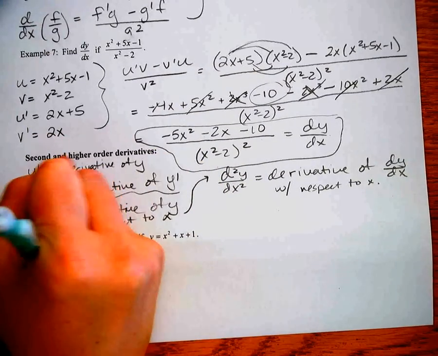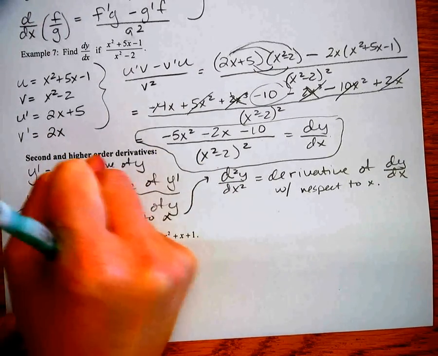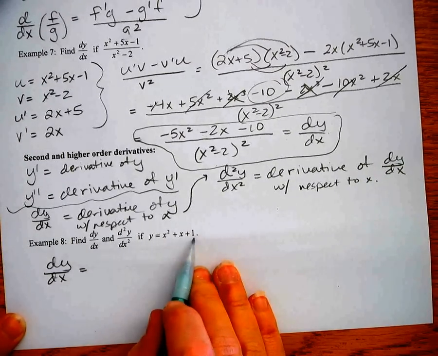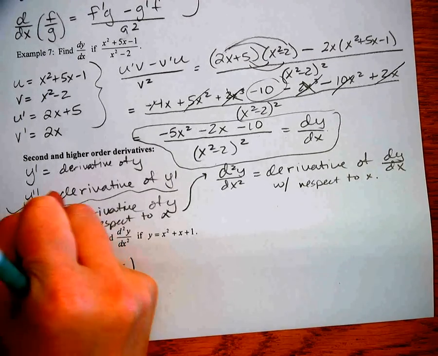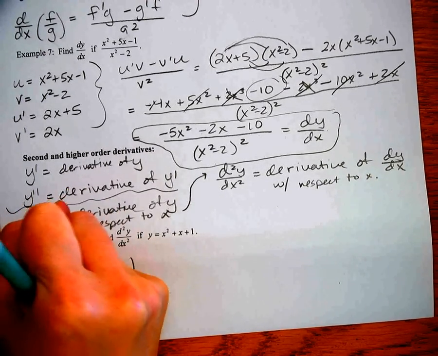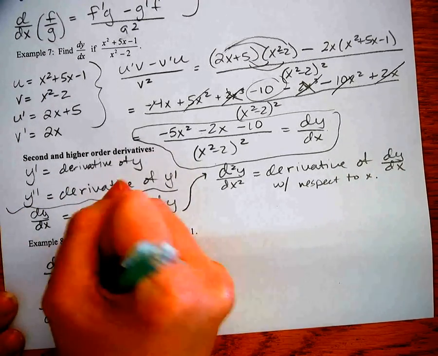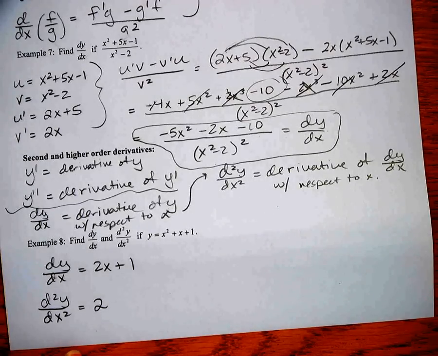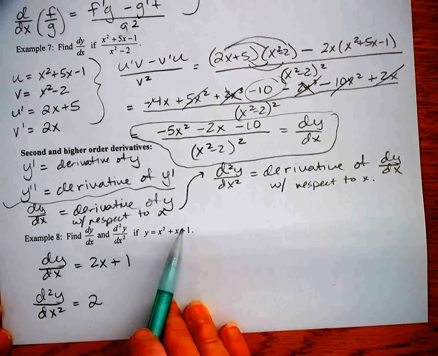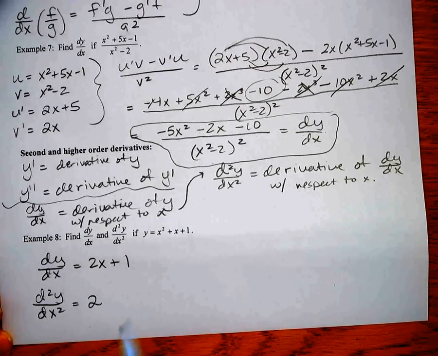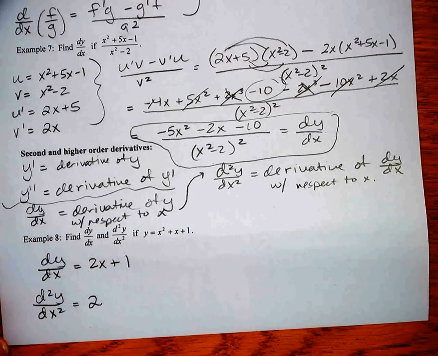So we have to go in order. First we find dy dx, which is just using power rules, going step by step. So you get 2x plus 1. And then the second derivative, which is the derivative of the first, would just be 2. That's really all there is to it. You just take the derivative of the first one. With polynomials, the derivatives get easier and easier to find as you go further.